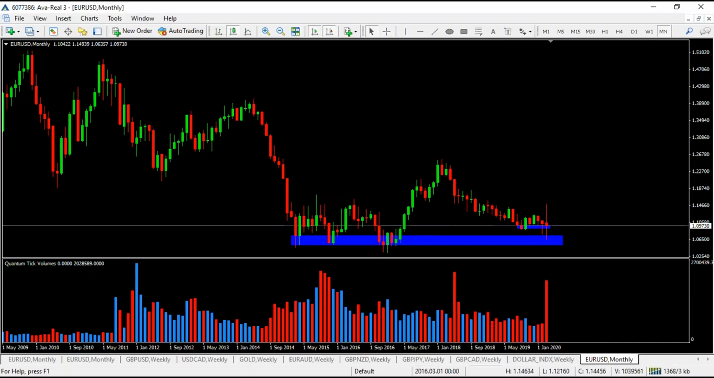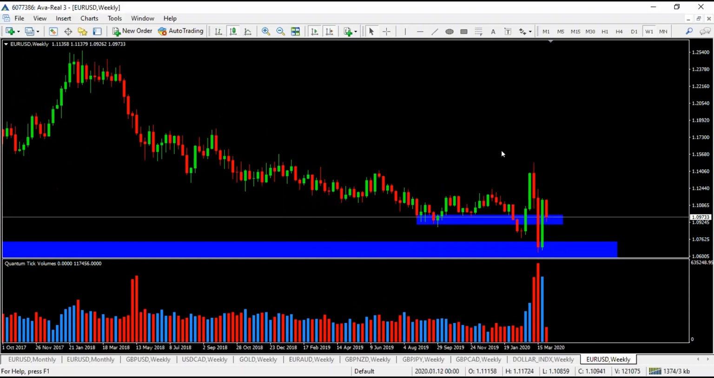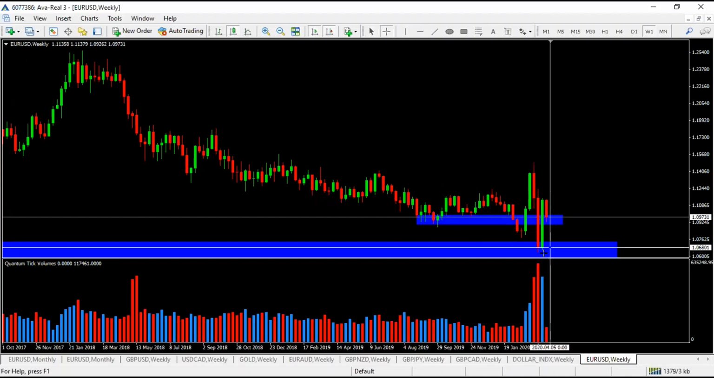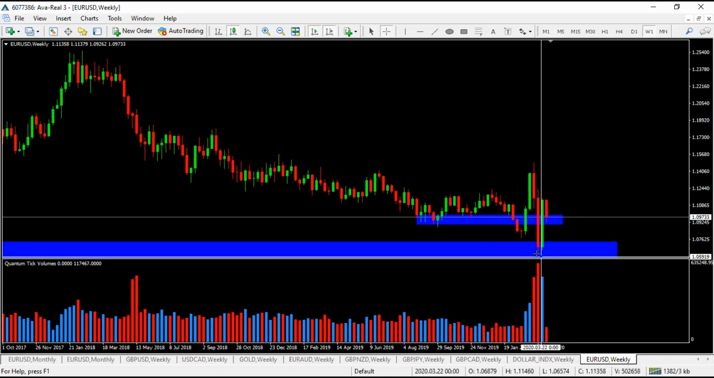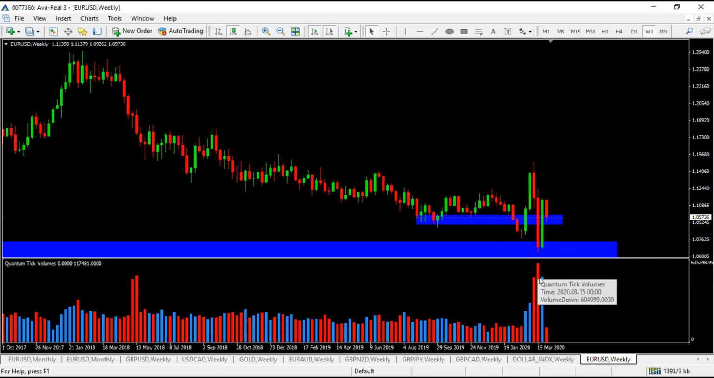We will skip to the weekly chart right now. We see that the price tried to come to this level, but immediately it found buyers, and the volume also is pretty nice. This blue bar indicates the buying volume. There was a very strong selling volume, but the very next candle was a buying volume, and it actually closed above this zone that I've marked over here, with pretty good volume.